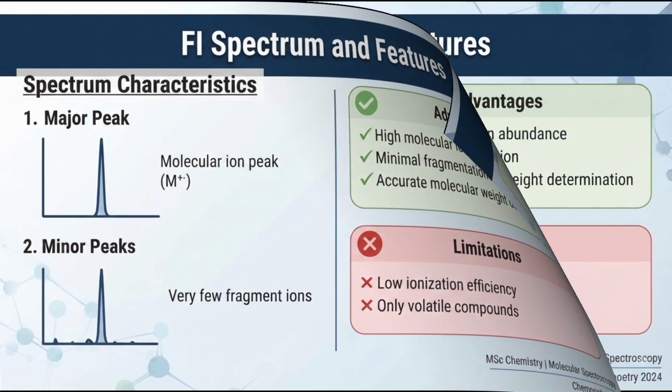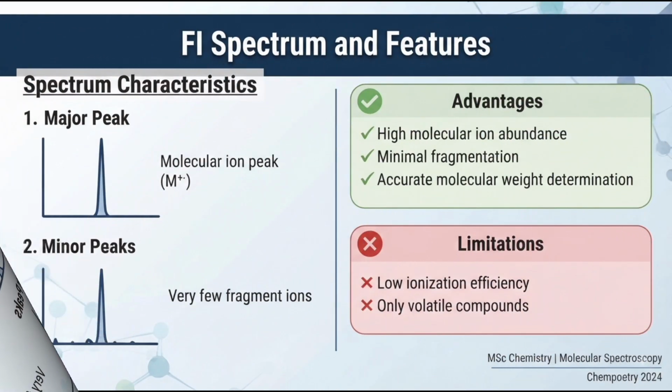Now, let's discuss the advantages. First, high molecular ion abundance. Because fragmentation is low, the molecular ion can be prominent. Second, minimal fragmentation. This makes interpretation of the spectrum comparatively simple. Third is molecular weight determination. The molecular ion gives direct information about the molecular mass. So, in one line, FI is useful when we want to observe the intact molecular ion with minimum fragmentation.